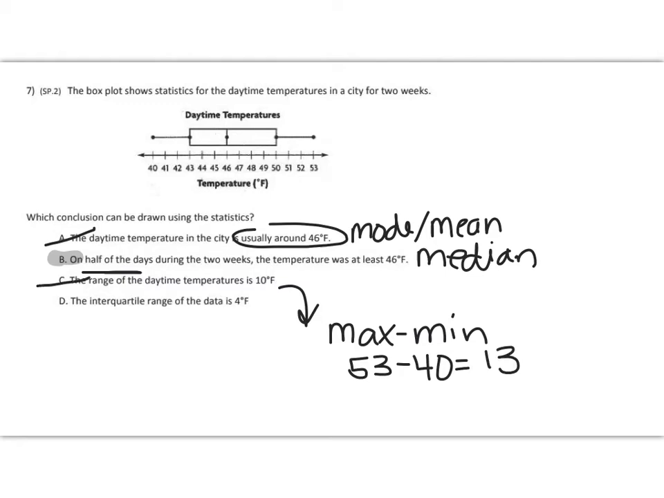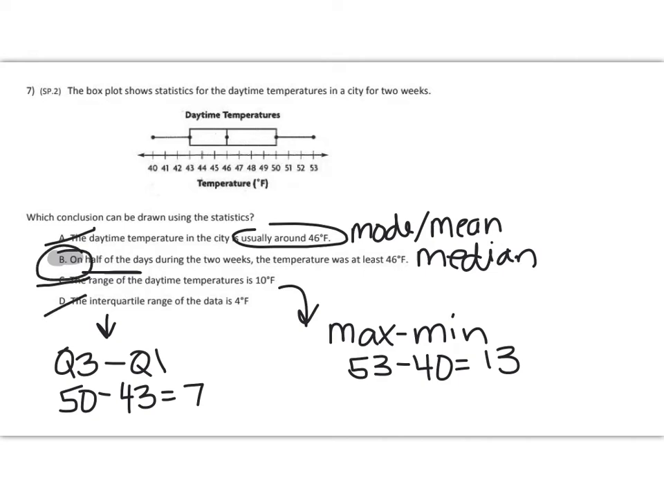How about the interquartile range of the data is 4? To find the interquartile range, remember I do Q3 minus Q1. Q3 is 50 and Q1 is 43. Does that equal 4? No, it equals 7. So I was correct. My correct answer is B.